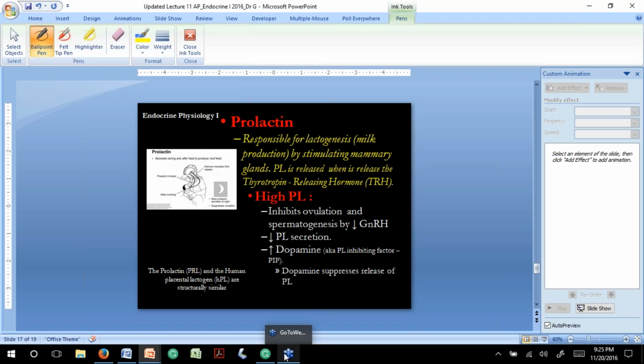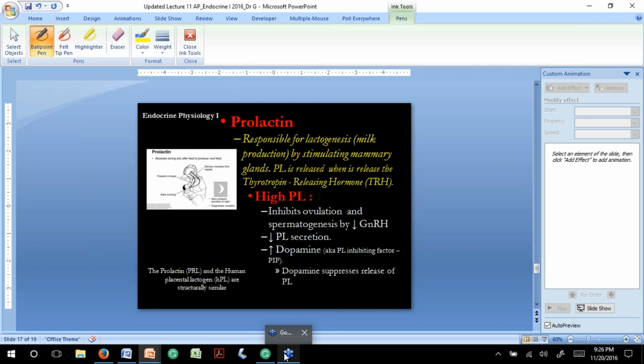So why? Because the prolactin is going to suppress the gonadotropin releasing hormone, the GnRH. So if you have more stimulation of the baby trying to take milk, for longer, you start to increase the prolactin levels. Prolactin decreases the GnRH, and if you decrease the GnRH, you decrease the levels of FSH and LH. So you don't produce follicles, FSH, and you don't have ovulation, LH, okay?